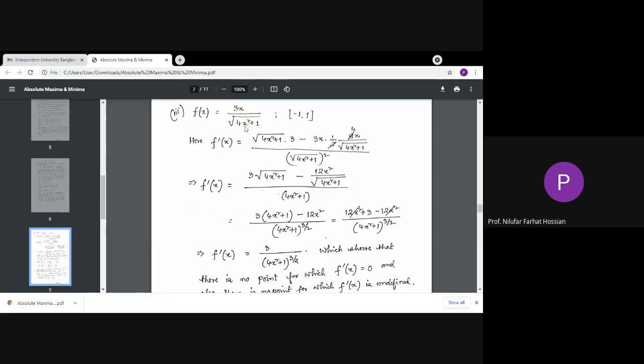For all values of x, the function is defined and continuous. There is no discontinuity. In the previous two functions also, there was no discontinuity. Now let us find the derivative of this function.